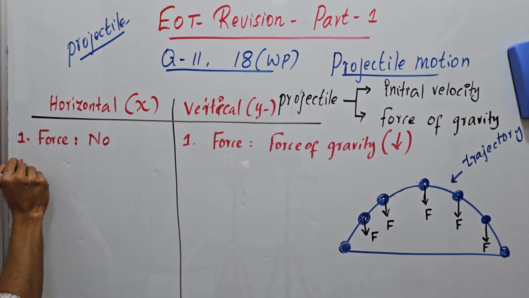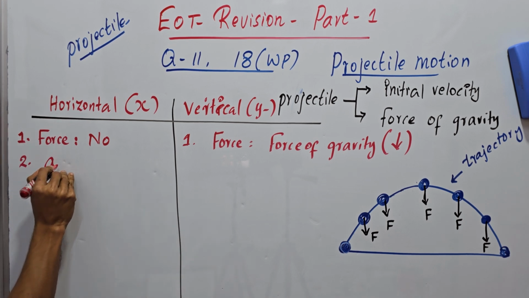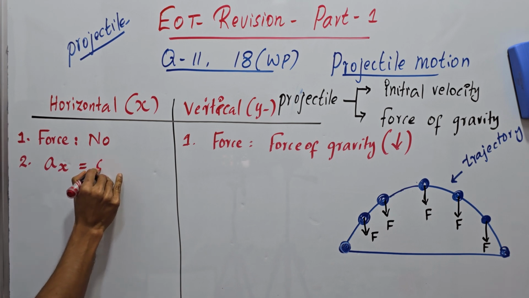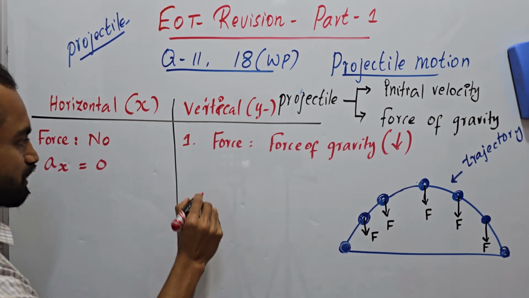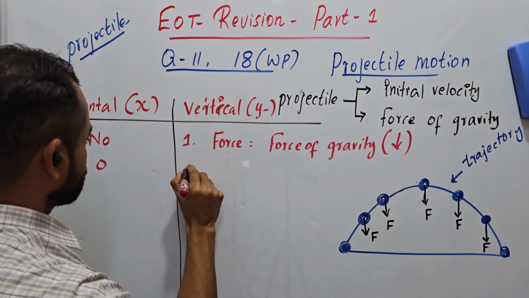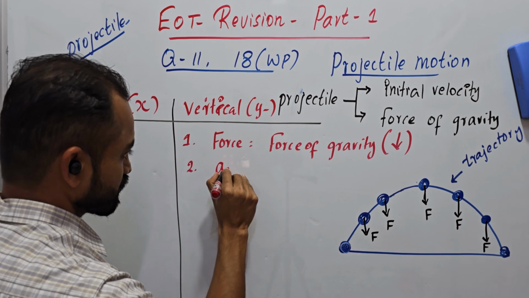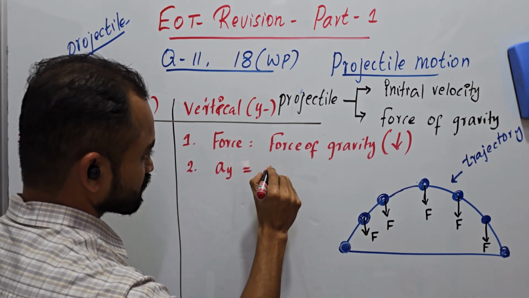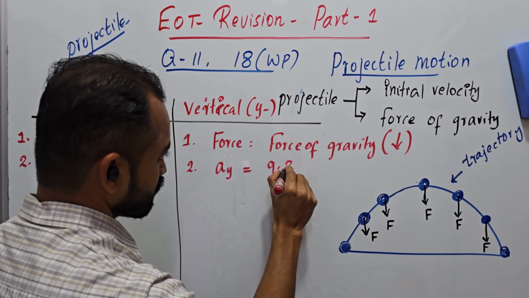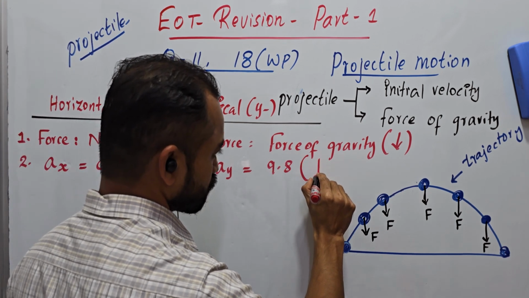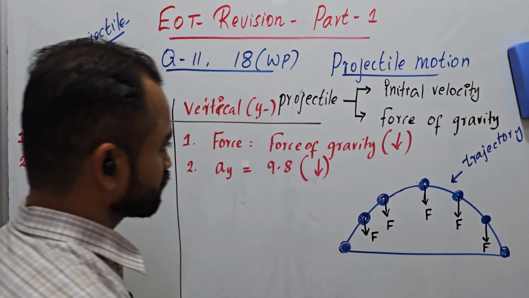Number 2. When there is no force acting in the horizontal direction, the acceleration along the x direction is equal to 0. And as there is a force of gravity acting in the vertical direction, acceleration along the vertical direction will always be 9.8 meter per second squared, and that acceleration will also be acting in the downward direction.